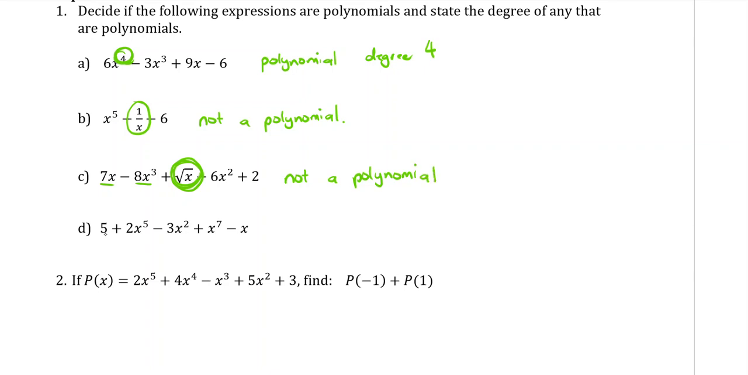In D, 5 is fine, x to the 5 is fine, x squared, x to the 7, those are all normal powers of x with nice whole numbers, so this one is a polynomial. And the degree, which is the highest power, let's have a look. The highest power on this term is the power of 7, so degree 7 polynomial.